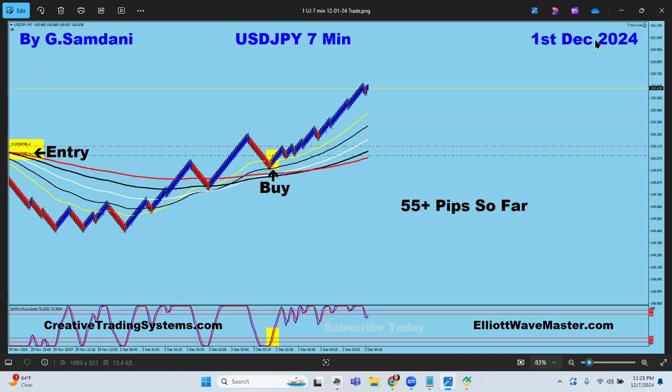Making this small video as a weekly recap and trades taken last week. So let's get it started. The week started on December 1st, right? And this is the first trade, a lot of trades. So let's get started here with this 7-minute chart of USD yen.